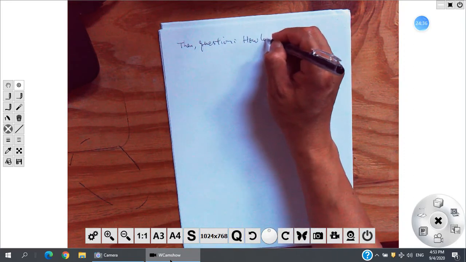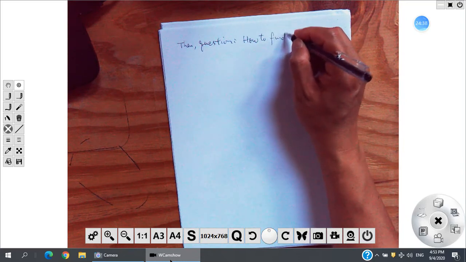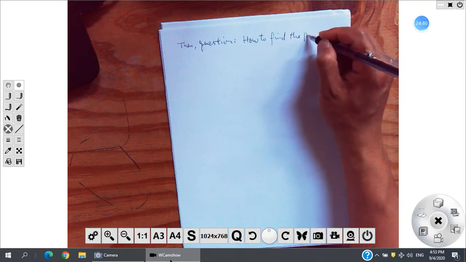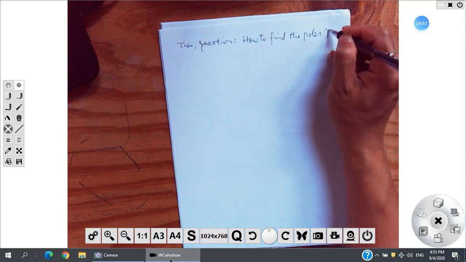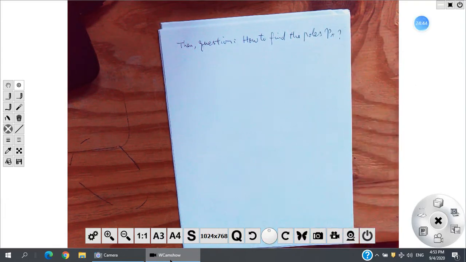How to find the poles, right? You need to find the poles. What are these poles? Before you check the stability, you need to find these. Or you need to solve it. And nothing special, just to solve it.